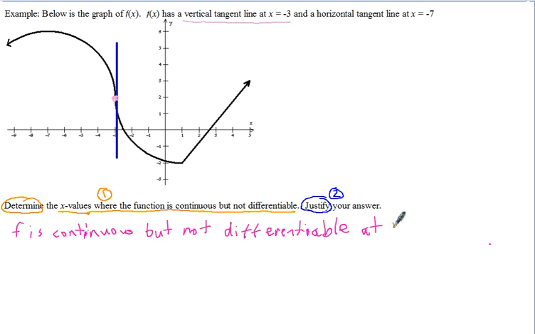at x equals negative 3. And then let's look at the justification. Since, well, the reason why we've got a vertical tangent line, which means the slope is undefined. So the calculus word for slope is the derivative, so it'd be since f prime of negative 3 is undefined.